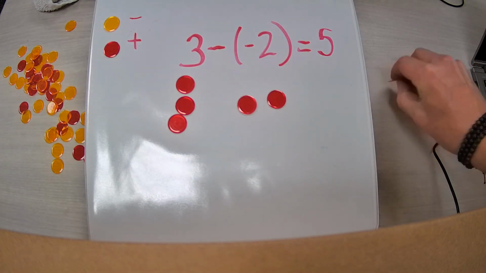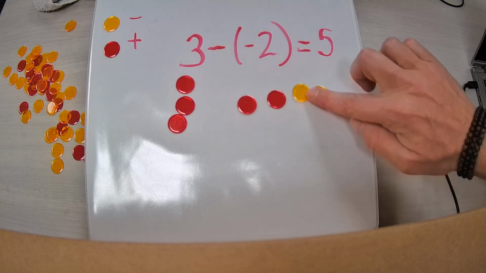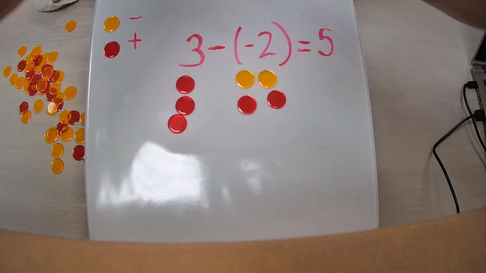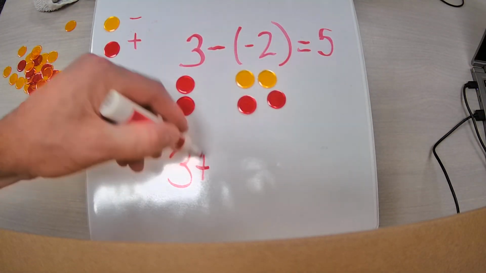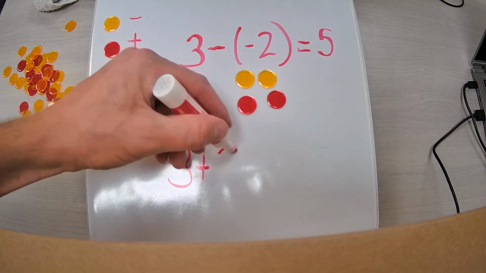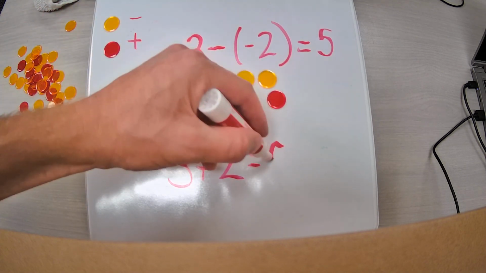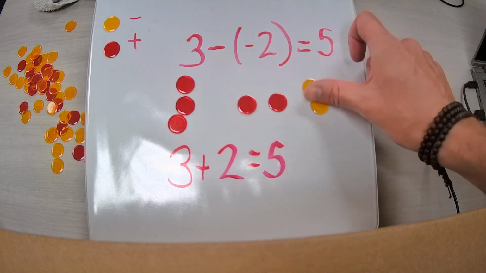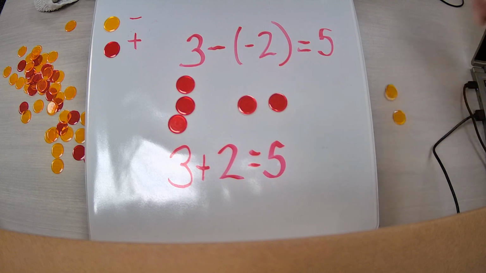Okay, again, the purpose of this is to see how we add the opposite when we are subtracting. So 3 minus a negative 2 is the same as 3 plus 2. Because we added the opposite of these negatives, we added those 2 red chips, or we also subtracted 2 negatives.